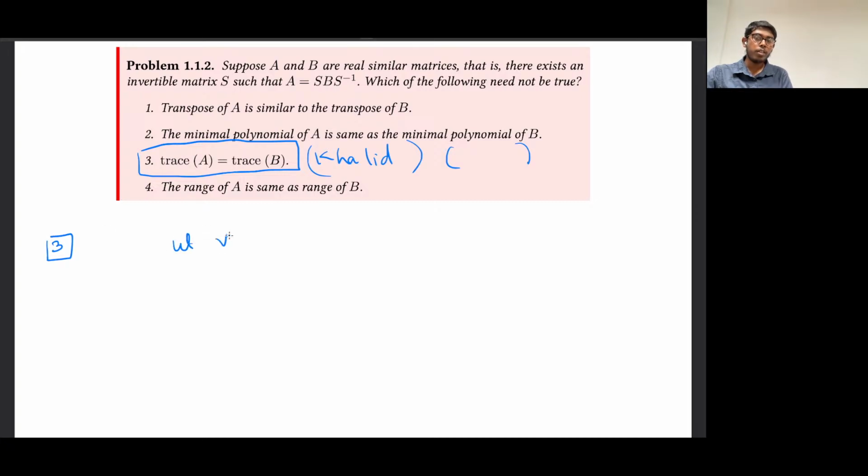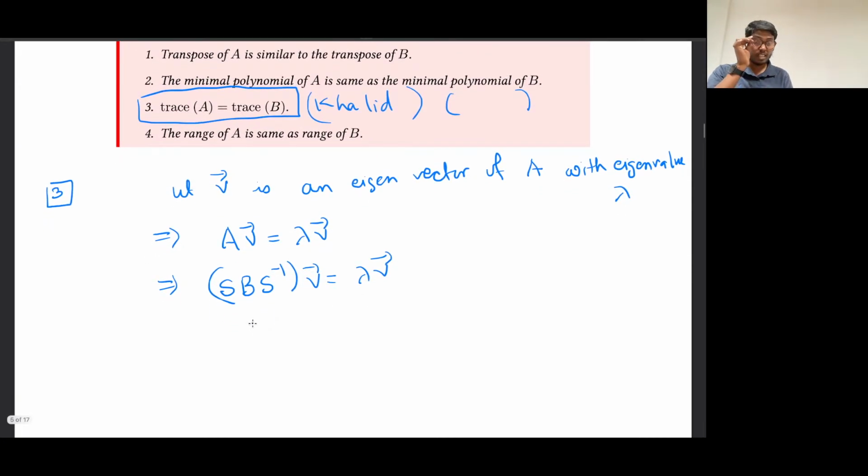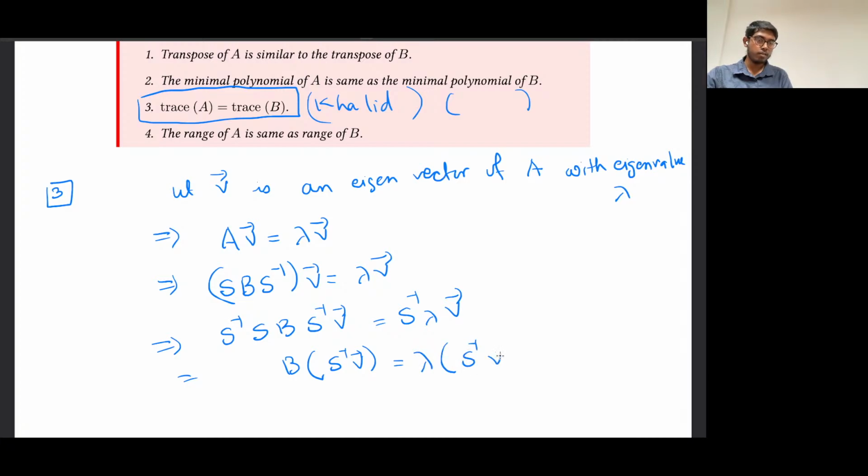Let v be an eigenvector of A with eigenvalue lambda. So this implies Av equals lambda v. From this, A I know is SBS inverse. So let's write SBS inverse v equals lambda v. I can just multiply S inverse on both sides. So S inverse SBS inverse v equals S inverse lambda v, and this equals B times S inverse v equals lambda times S inverse v.